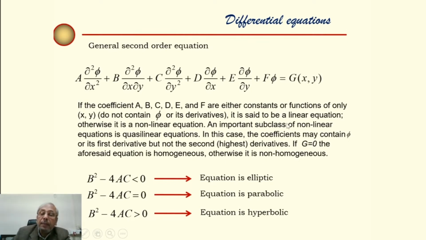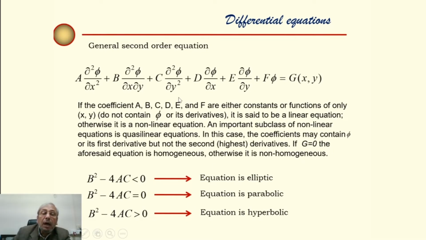An important subclass of nonlinear equations is quasi-linear equations. In this case, the coefficients may contain phi or its first derivative, but not the second derivative. If g equal to 0, the equation is homogeneous. Otherwise, it is non-homogeneous.